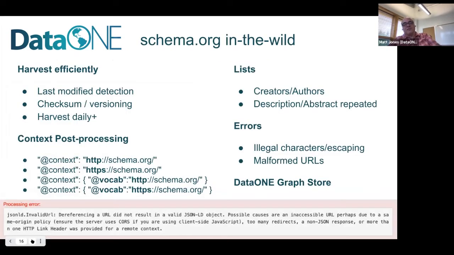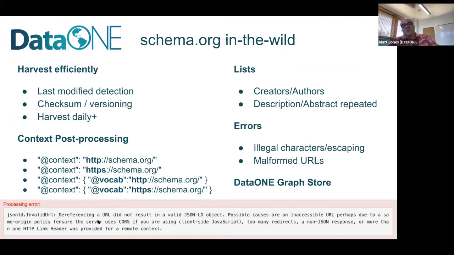So I wanted to highlight a few issues that we've had going through actually building the harvester around this. We're trying to harvest content efficiently. It's quite burdensome when you start harvesting dozens and dozens of repositories. And one of the biggest challenges is figuring out when content has changed and when you need to grab a new copy. And so we use an algorithm for deciding when stuff was last modified.